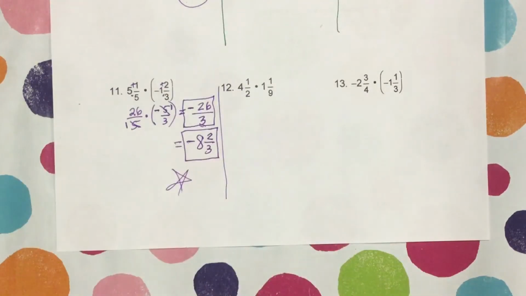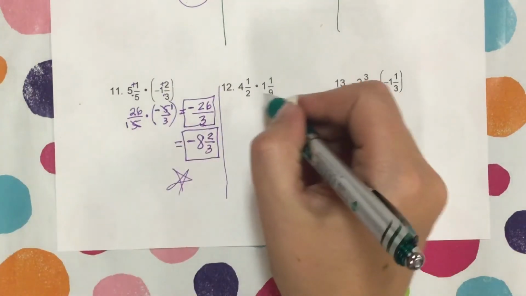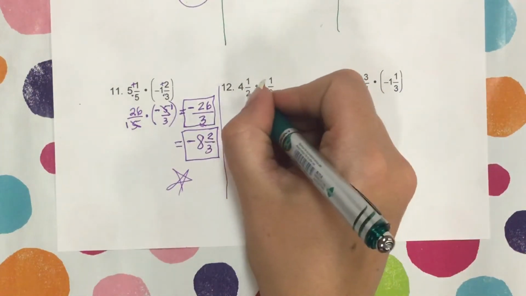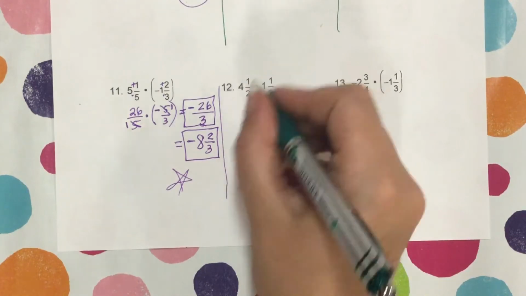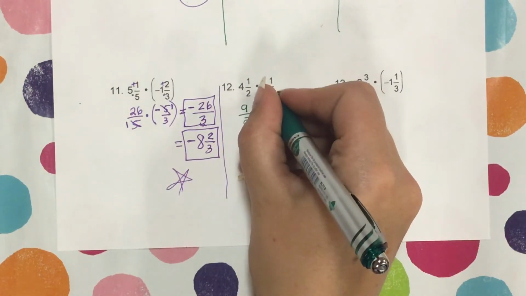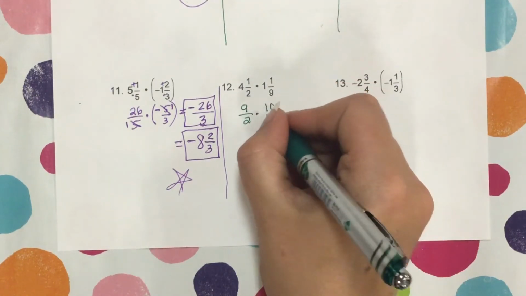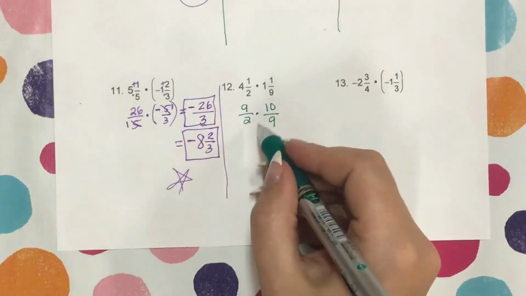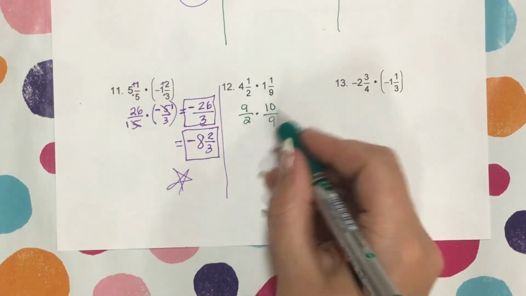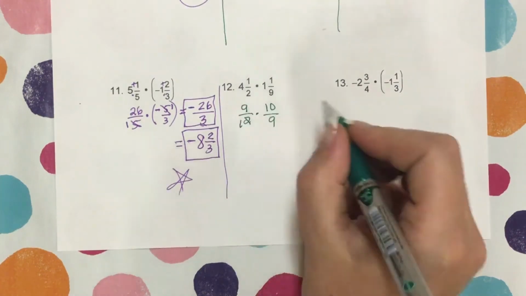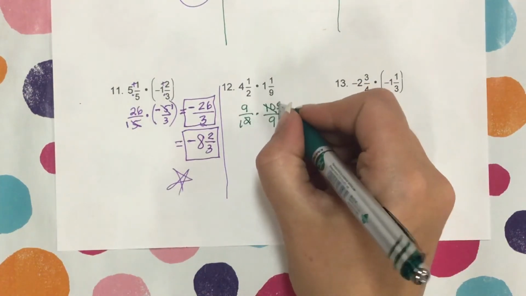Okay, on to the next one, number 12. We have 4 1/2 times 1 1/9. So we've got some mixed numbers, and we need to change them. 2 times 4 is 8, plus 1 is 9. So 9 over 2, times 1 times 9 is 9, plus 1 is 10, so 10 over 9. Then we look to cross cancel. Is there any common factor between 2 and 10? The answer is yes, 2. 2 goes into 2 one time, and 2 goes into 10 five times.